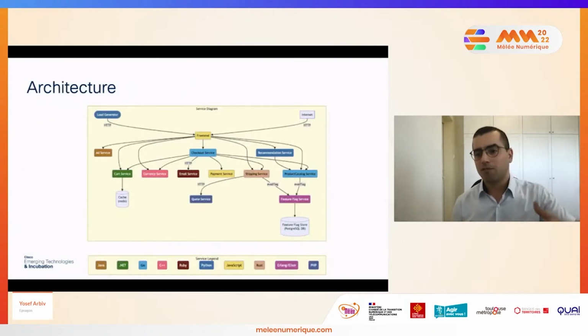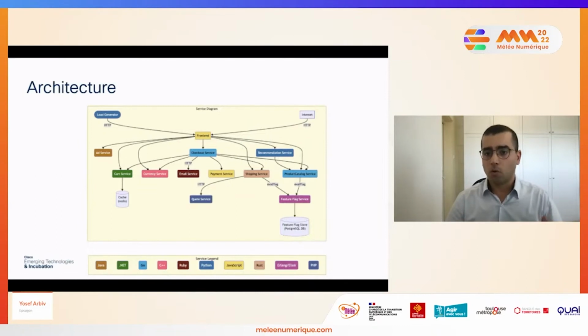As you can see, we have many different microservices, and each one of them is built on a different programming language. So we have Java, Go, Python, .NET, and many other languages. You can use this demo to understand how OpenTelemetry behaves and what it looks like to use OpenTelemetry in each different programming language. This demo is available online.